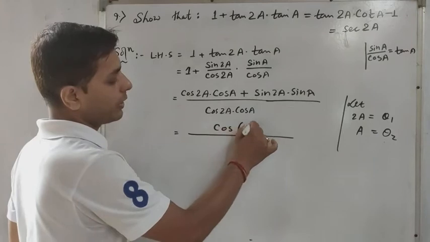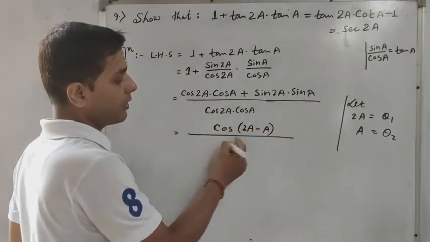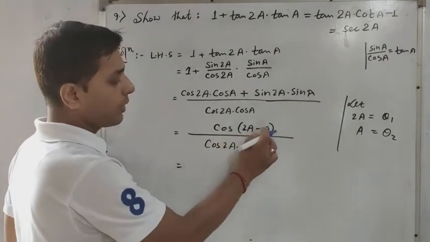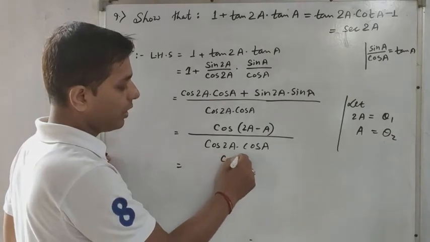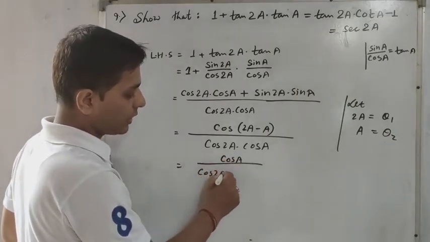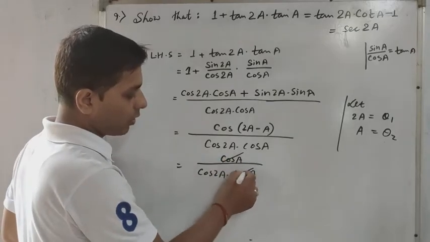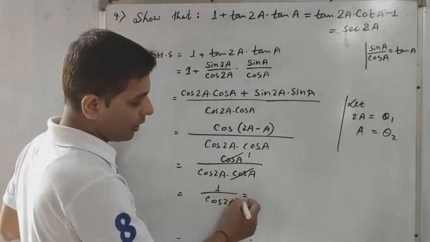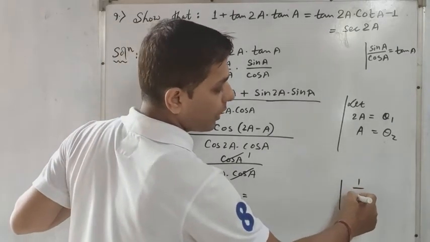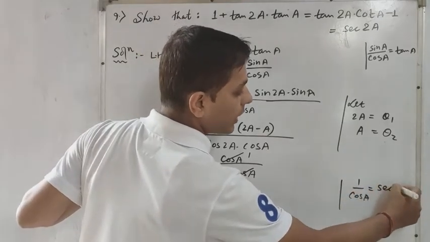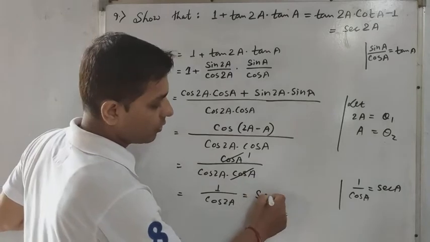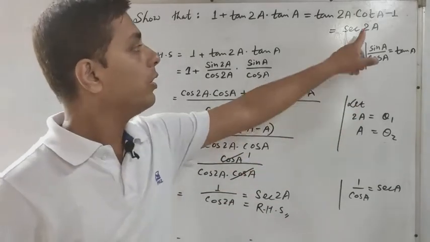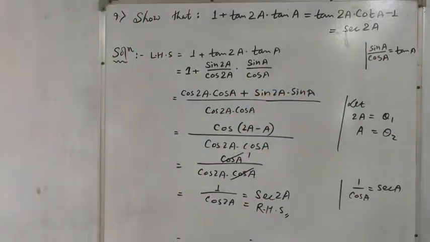So ultimately it will be cos of twice a minus a, and the denominator is cos twice a into cos a. Twice a minus a is a only, so we have cos a by cos twice a into cos a. The cos a cancels, so we get 1 by cos twice a. You know 1 by cos a is sec a, so 1 by cos twice a is sec twice a. Isn't it our right hand side? Yes, it's our right hand side, sec twice a.